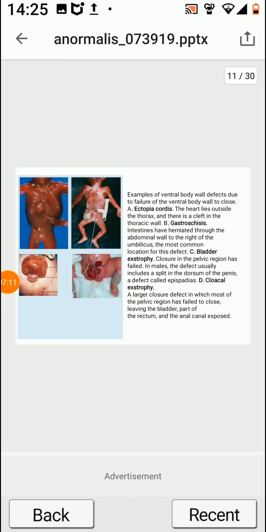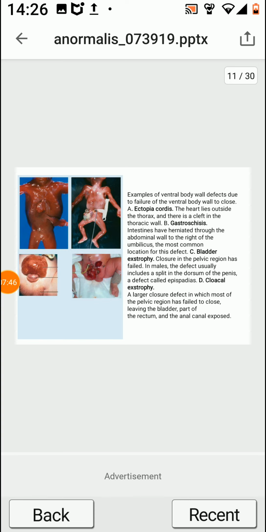And for picture number 2, that is gastroschisis. That is when the intestinal loops move out, herniating through the umbilicus, on the right side. Then for the third image, that is bladder exstrophy. The bladder is completely out. That is when the lateral body wall folds fail to approach each other along the midline in the pelvic region. When they fail to approach each other, that is when the bladder gets out.